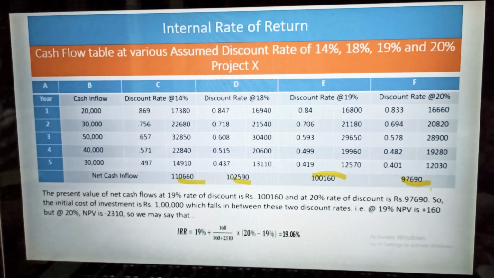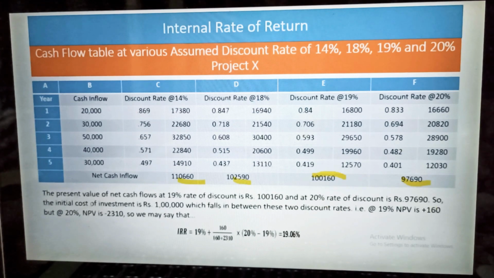Let me tell you one thing, that you have to check up to that level where your initial outlay is either positive or negative. So you can check here that in case of 19%, it is 160 rupees exceeding, but in case of discount 20%, your value is going to be less than 1 lakh. So your internal rate of return would be lying between 19 and 20. That's why I have written here the present value of net cash flows at 19% rate of discount is rupees 1,00,160, and at 20% rate of discount is 97,690 rupees.